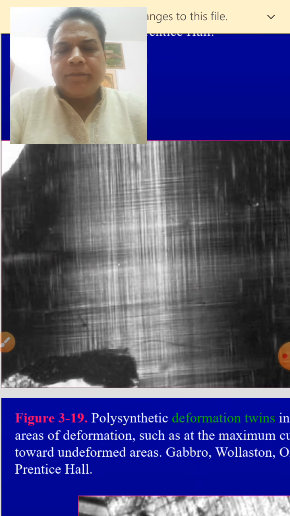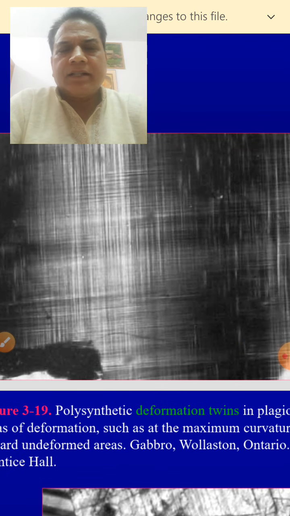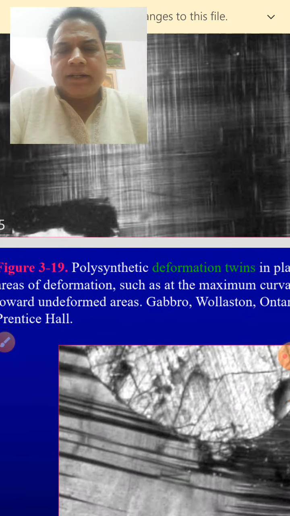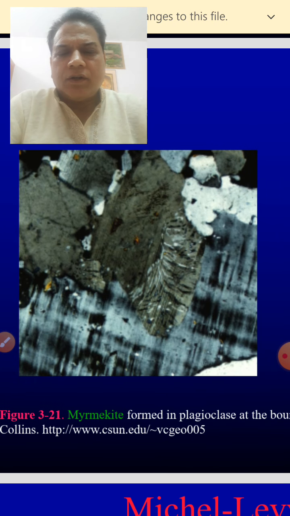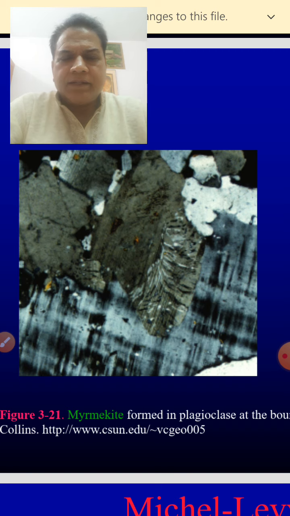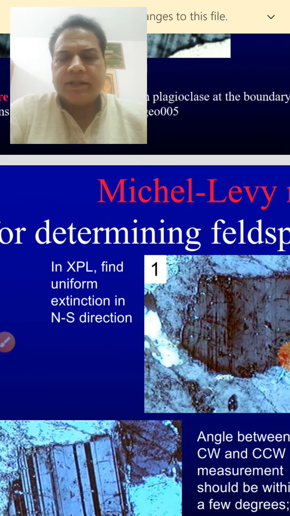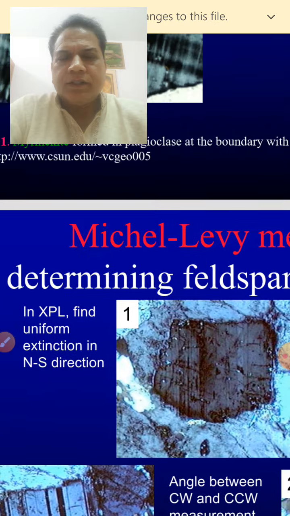Now similarly, this is polysynthetic twinning. Polysynthetic twins are common in the calcic feldspars, right? This is very common. This is myrmekite, formed along plagioclase borders. Myrmekite is the intergrowth of quartz and plagioclase feldspars, right? You see twinning, polysynthetic twinning.